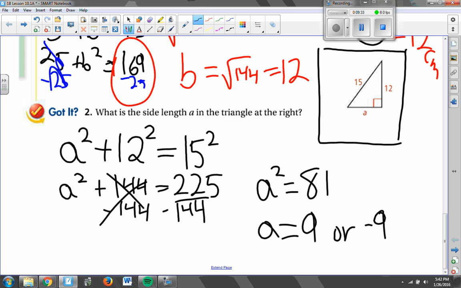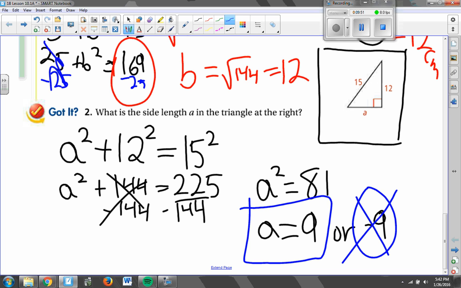We just took a square root, so it could be positive or negative. I didn't do that earlier, but here's why. This answer doesn't make any sense because we cannot have a negative side length. We cannot have a negative side length. So obviously our answer is 9.